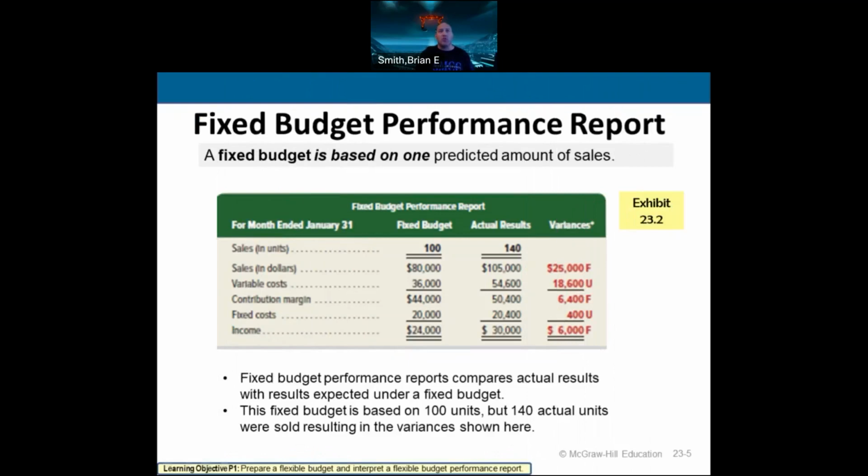And so as a result of all this, we realize that we have $6,000 more net income than what we thought we were going to get. And of course, that's favorable. So when we compare our actual results to our fixed budget, it's not really telling us the truth. We're not comparing apples to apples. So what we want to do is make a flexible budget so that we can look at different levels of activity.